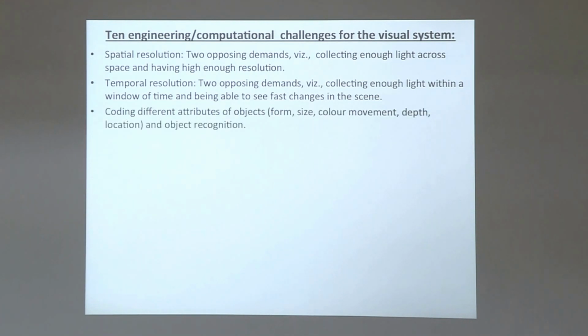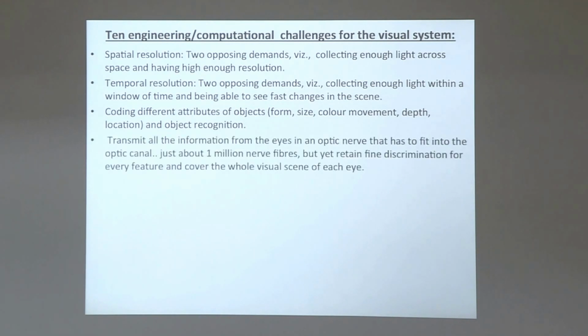That's another challenge. Of course, every object has various attributes like form, color, movement, and depth, and you have to put all these things together. We know that there is functional localization in the brain. Different parts of the brain deal with different aspects of it, some for color, some for form, some for movement. How do you put all these things together?